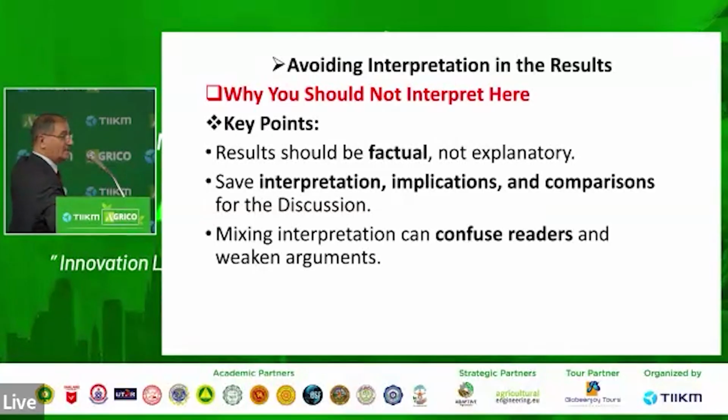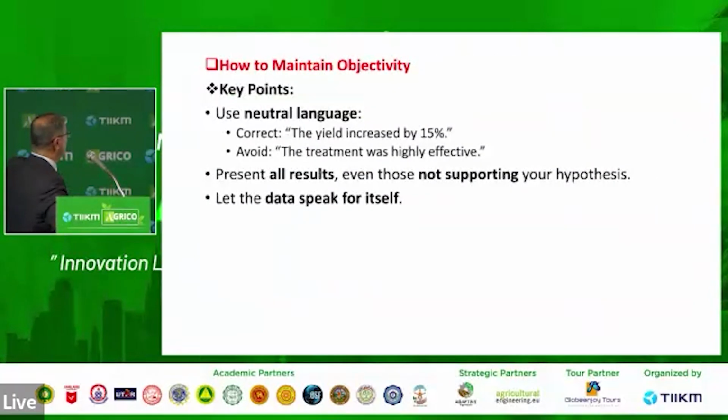Also avoid interpretation in results. Results is result. You don't need in the results to say this increased because. There is no because here. This is not a discussion. Go ahead and say that increasing nitrogen resulted in increased such kind of amino acid in so and so, without going for any interpretation or any other mixing. Mixing will confuse the reader. Once you start to mix, you start to confuse the evaluator or the reader.